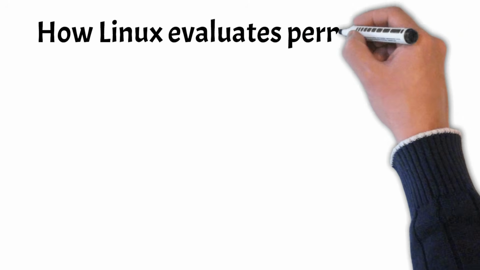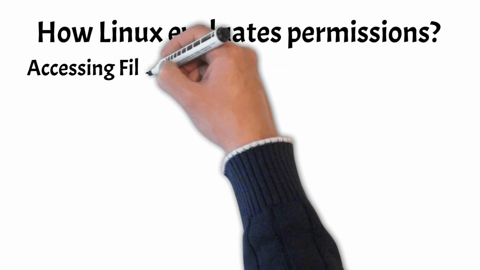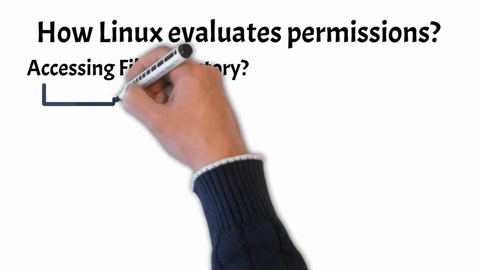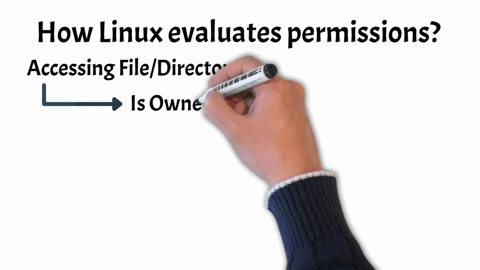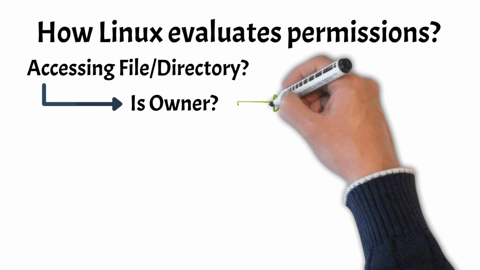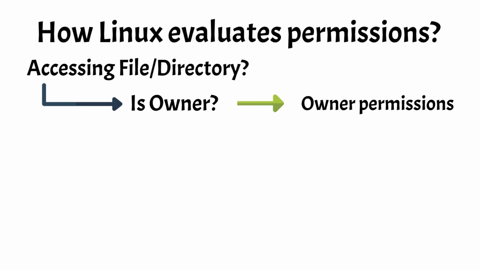At this point, you might be wondering what actually happens when you try to open, modify, or execute a file after applying many different permission mechanisms. When a user attempts to access a file or directory, Linux follows a specific sequence of checks to decide whether access should be allowed. The first question it asks is whether the user is the owner of the file. If so, the owner permissions are applied immediately, and no further checks are needed.